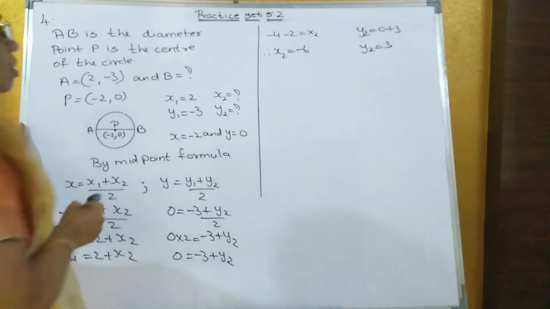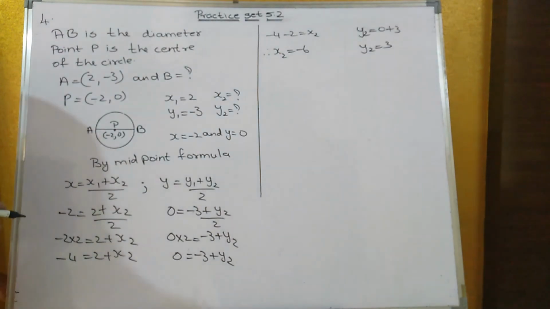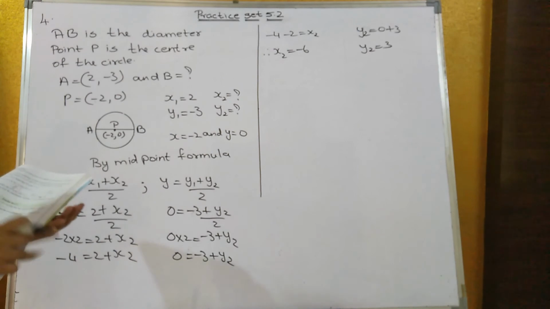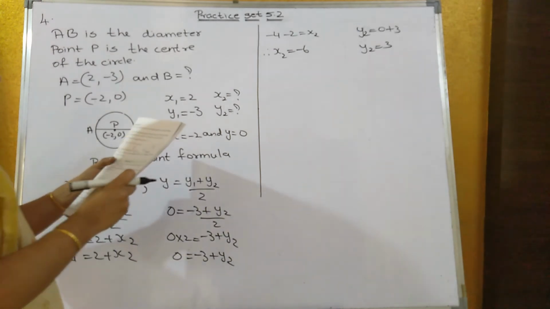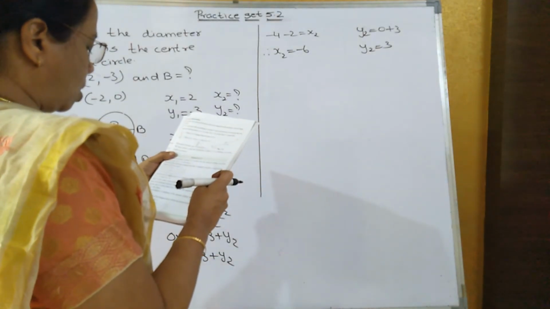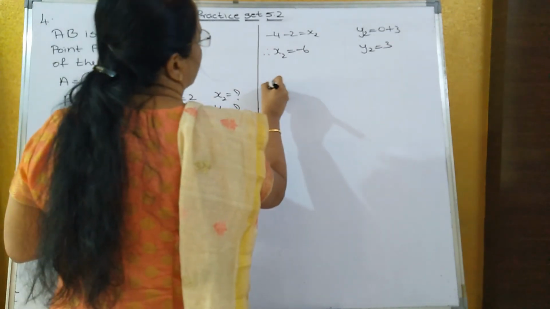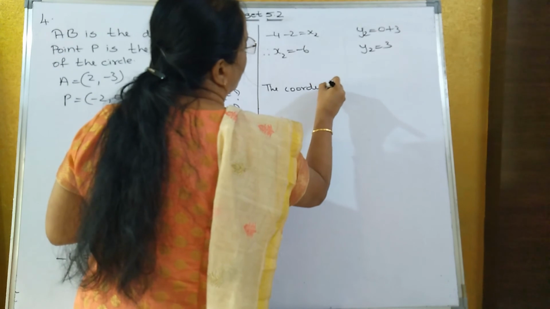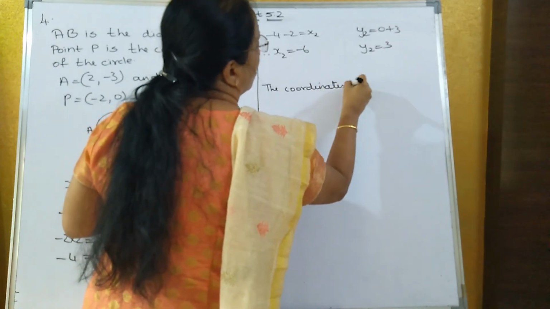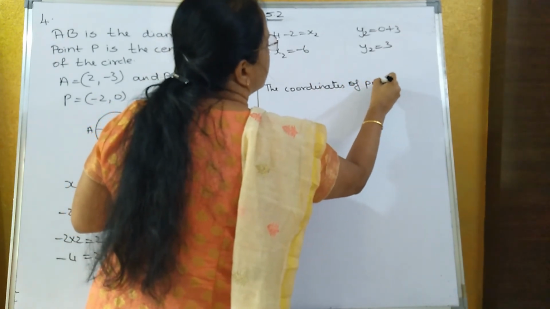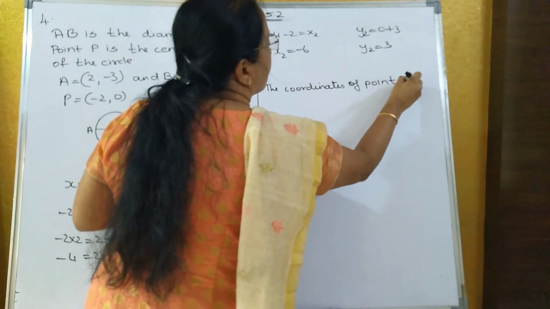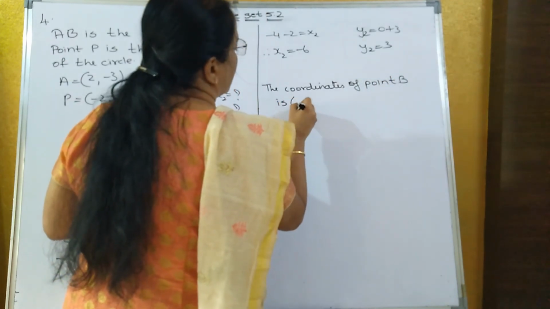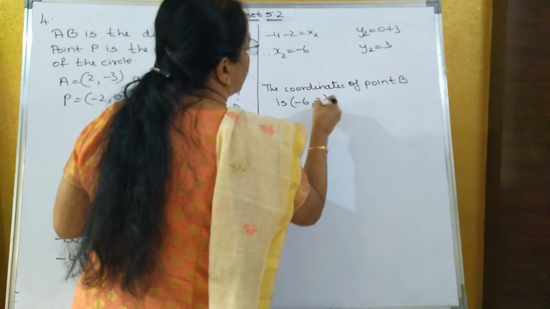So we have got the coordinates of x2 and y2. So what you'll write in the answer? The coordinates of point B is minus 6, 3.